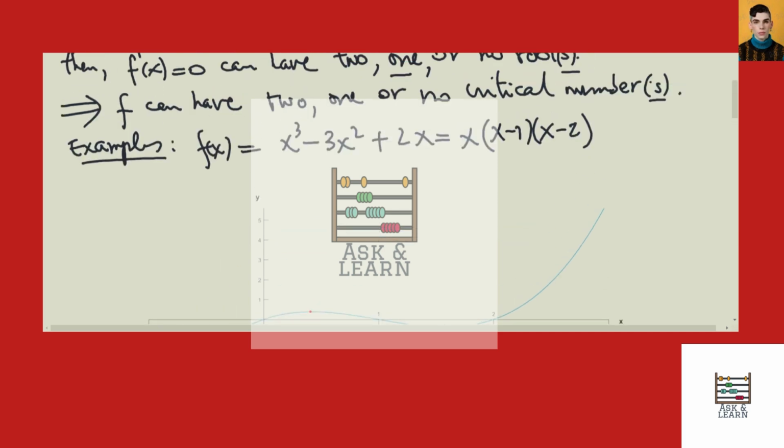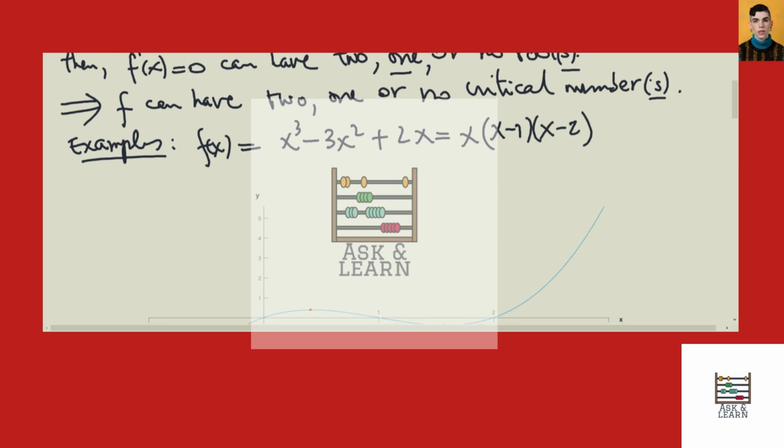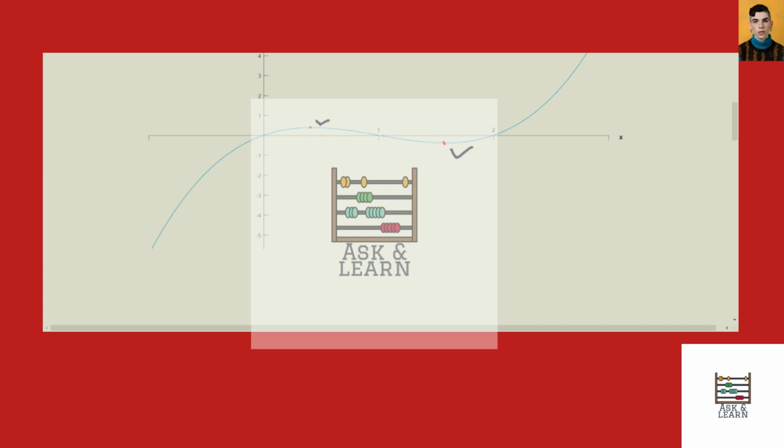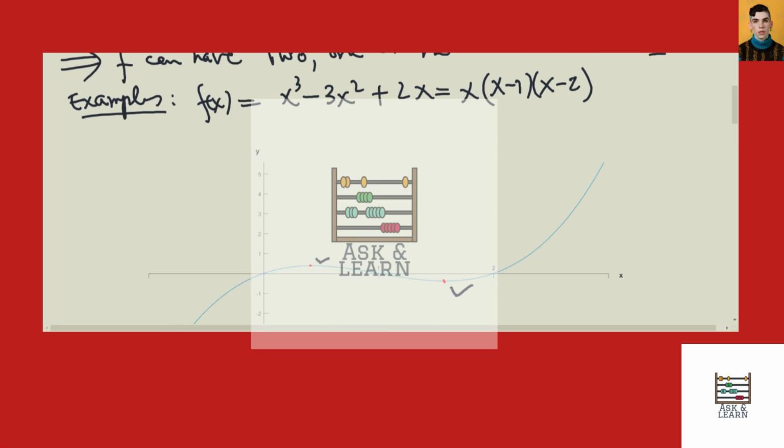So this is an example of a function having two critical numbers. One of them corresponds to a relative maximum value here, and the other corresponds to a relative minimum value here. Another example is, and I highlight here that this case of two critical numbers corresponds to two roots for the first derivative.